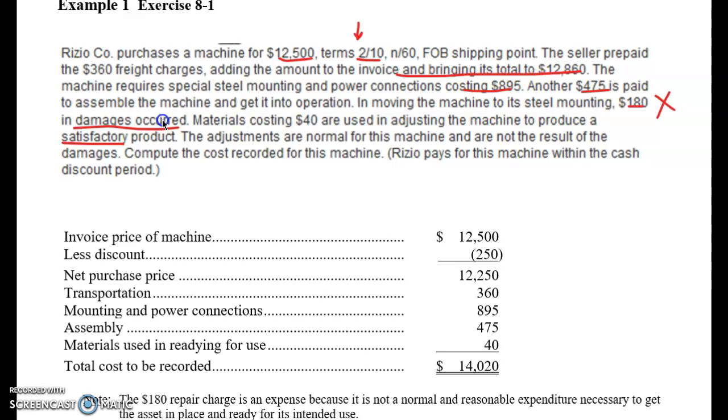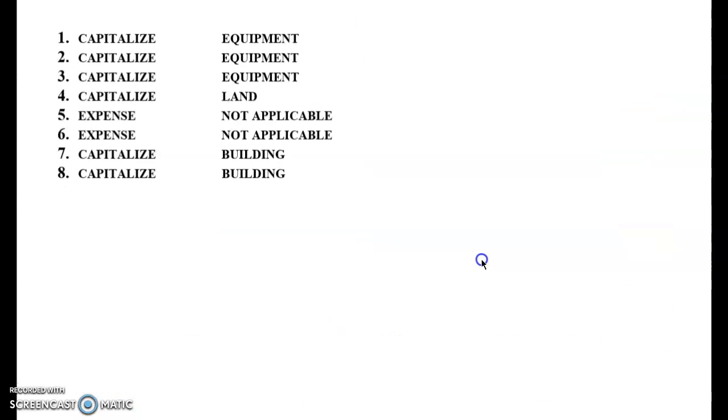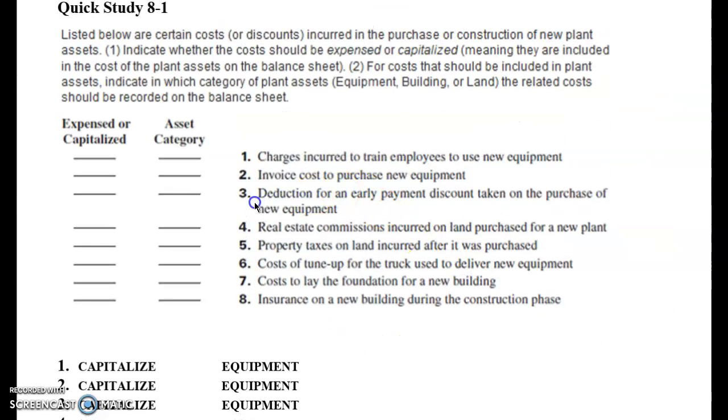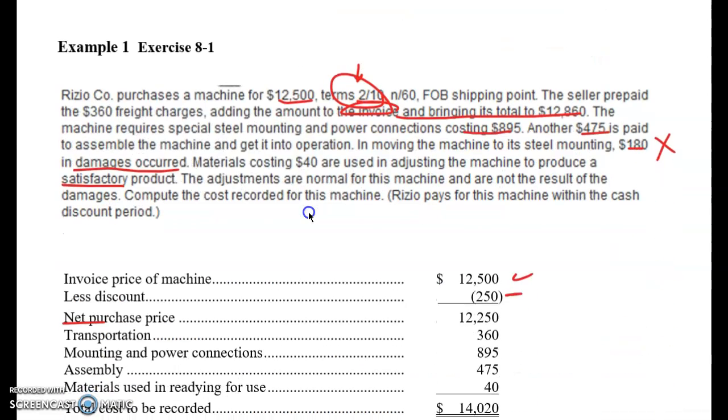All right, so compute the cost to be recorded for the machine. So the invoice less the discount. We talked about that already right there where I did a little circle. So the net purchase price is $12,250. We just talked about that in the prior problem. Deduction for the early discount. This is an early payment discount, right? Just worded differently.